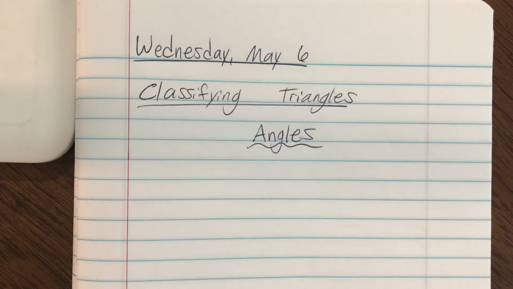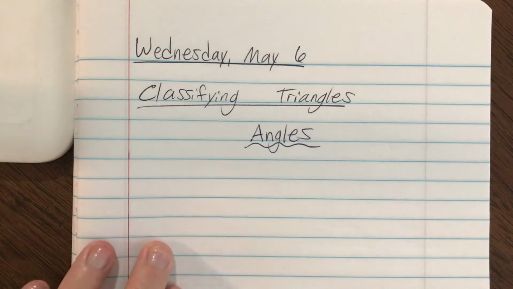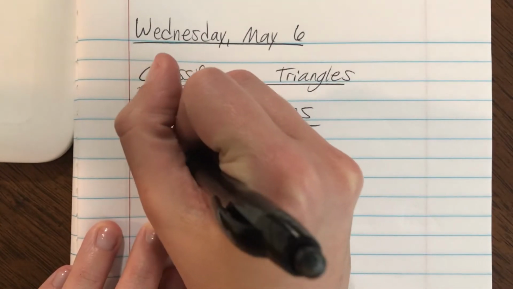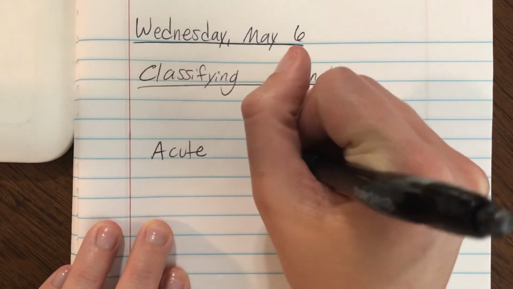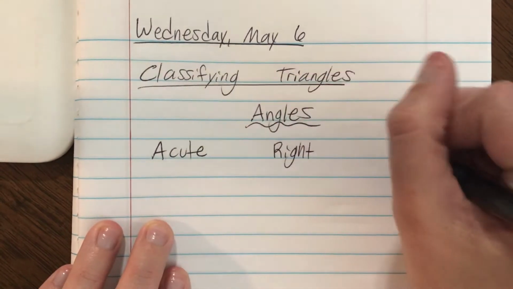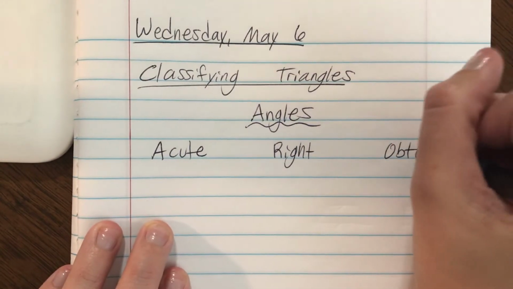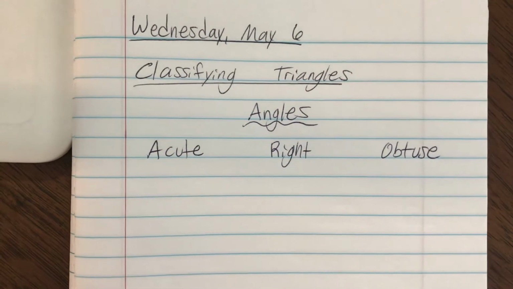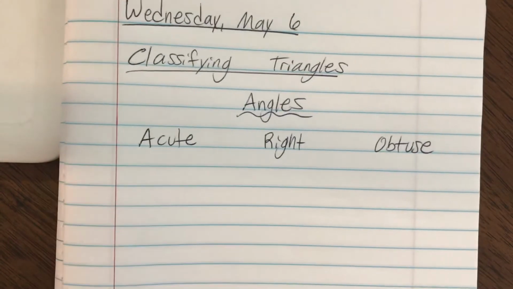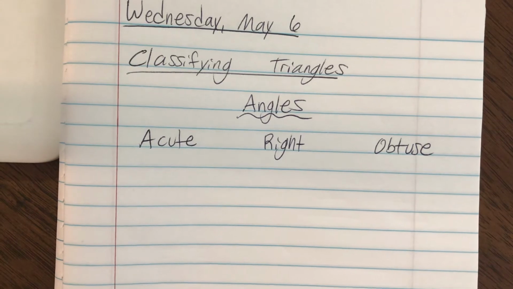Biggest thing with triangles is that triangles have two names. They're going to have an angle name and a side name. Angle name is going to come first. The different angle names that we're going to have for triangles are acute, right, and obtuse. These are the same names that we've been working with for a while now. They're not going to change, and they're still going to have the same classifications that they've had previously.